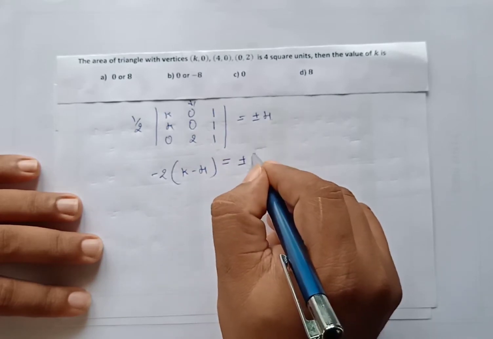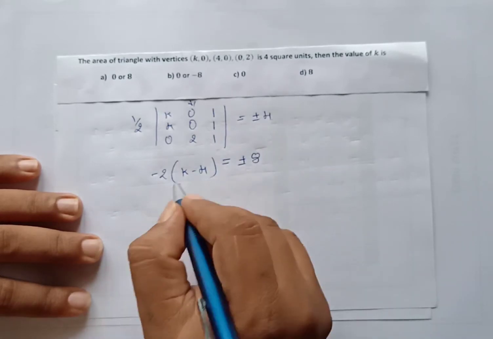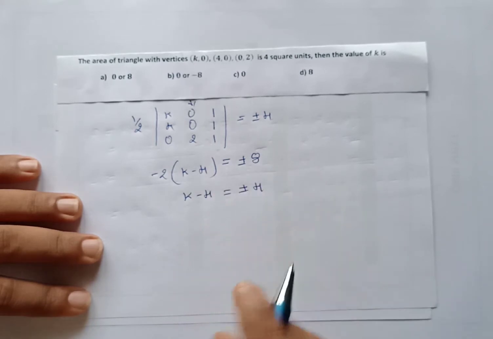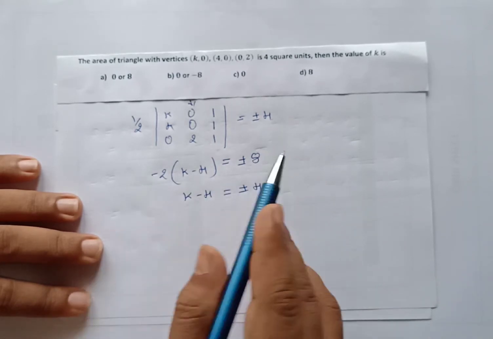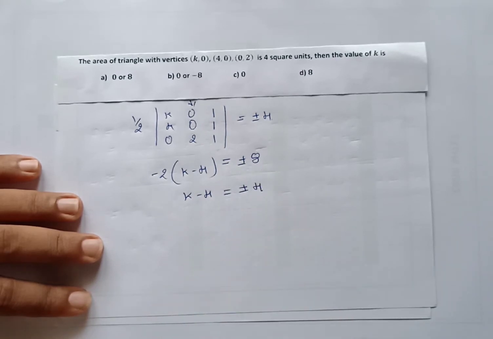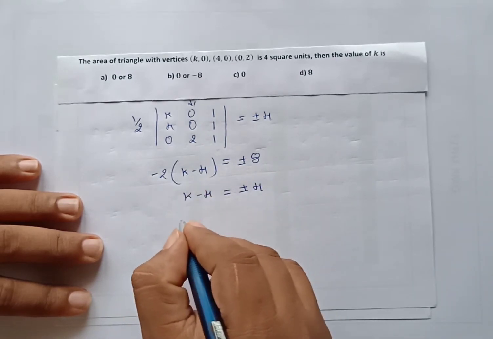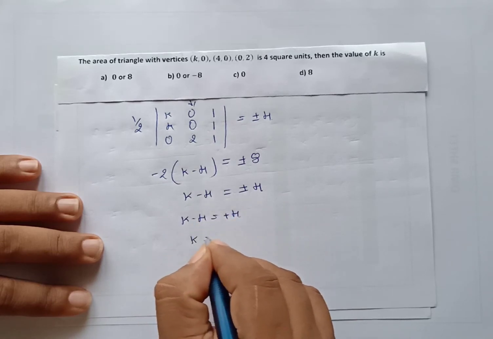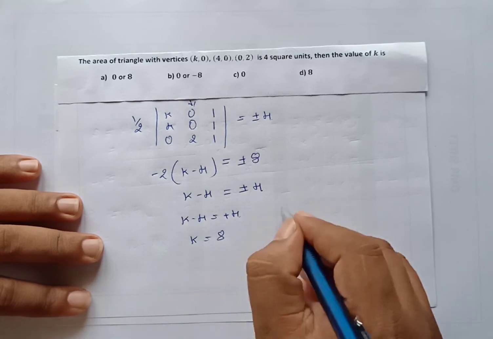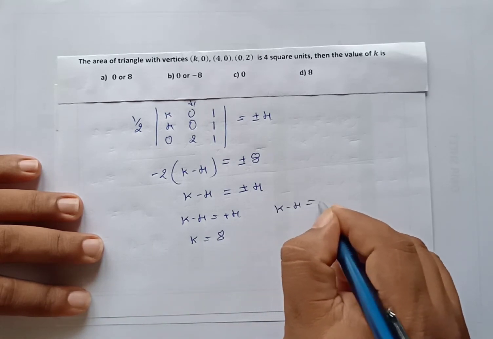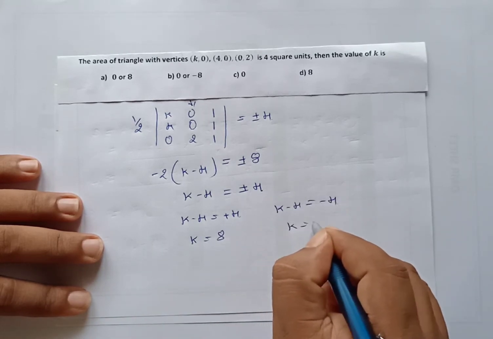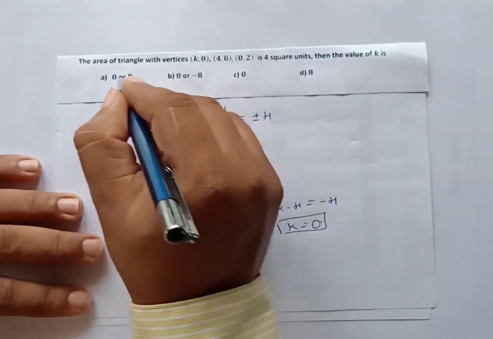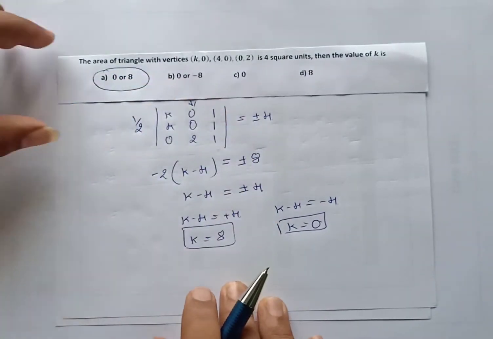I'm going to shift to right hand side, it will become 8. If you solve this, k minus 4 is, again we can write plus or minus 4, because minus 2, if you shift to that side, again it will become plus or minus 4. What about k value? If you take k minus 4 equal to plus 4, then k will be 8. If you take k minus 4 is equal to minus 4, then k will be 0. So the value of k is 0 or 8. Option A is the correct one.